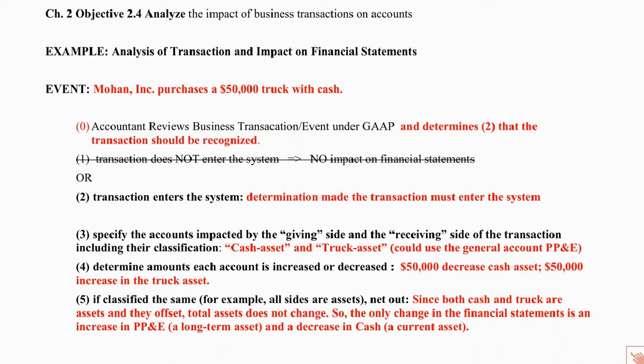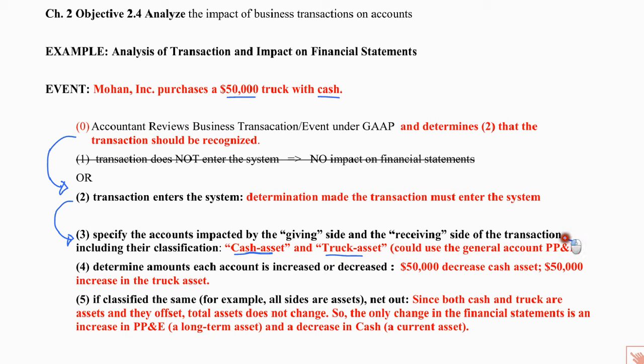So let's look at an example. Example analysis of transaction. Here they're going to purchase a $50,000 truck with cash. So Mohan Incorporated purchases a $50,000 truck with $50,000 in cash. We're going to review the transaction, and they determine that the transaction should be recognized. So this is a normal type of transaction that enters the financial system. So that's our determination. We specify the accounts. First, there's cash, which is an asset, and a truck asset.